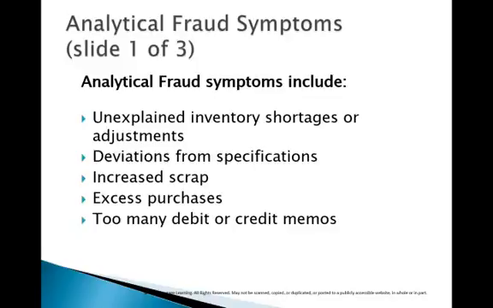Then analytical fraud symptoms: unexplained inventory shortages or adjustments. So this is when you have analytical anomalies. Somebody's tried to cover it up, and you're noticing the analytical schemes, right? Like increased scrap. So if employees are stealing your inventory and they're always writing it off to scrap, you start noticing that scrap increased 10%, 20%, 100% over the last 3 years. You get suspicious that maybe this inventory is not actually being scrapped, but somebody's actually stealing it and writing it off to scrap.